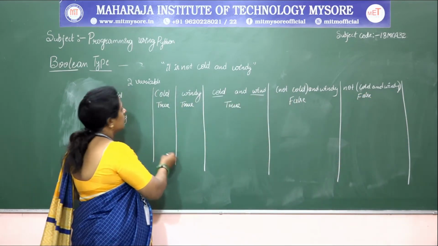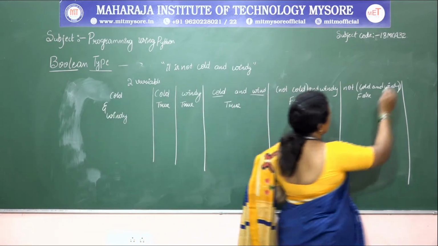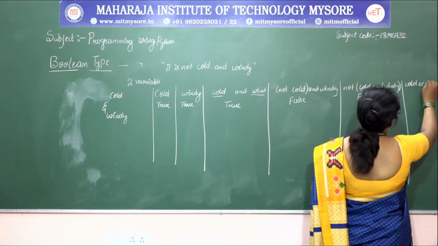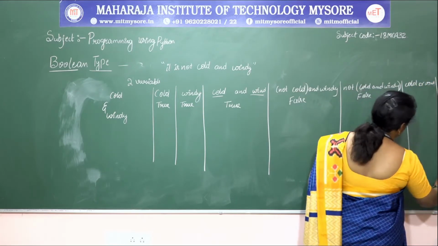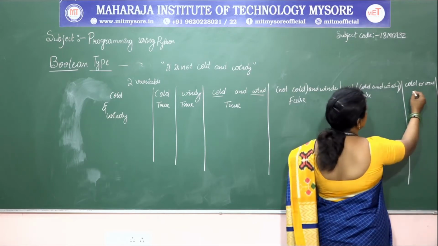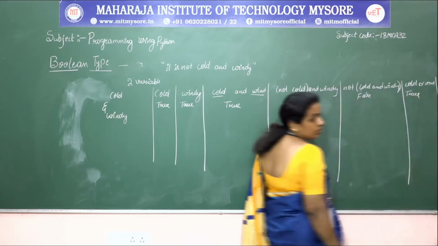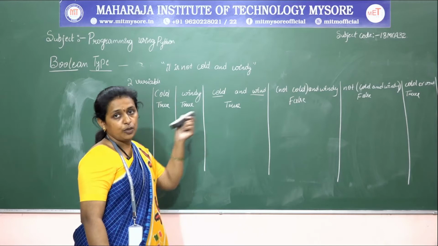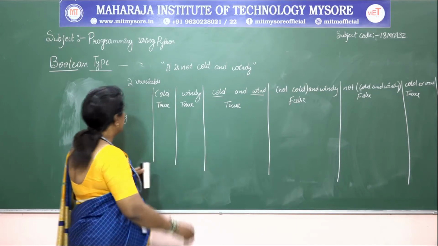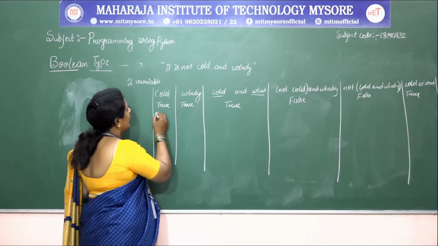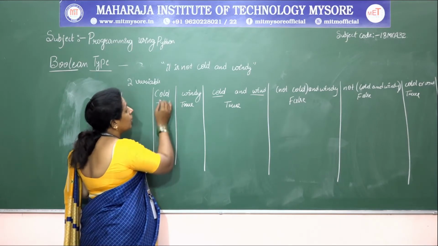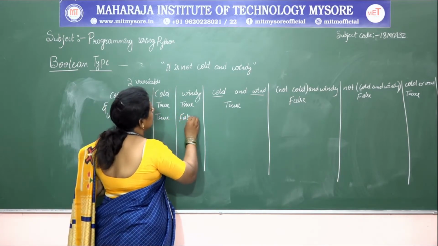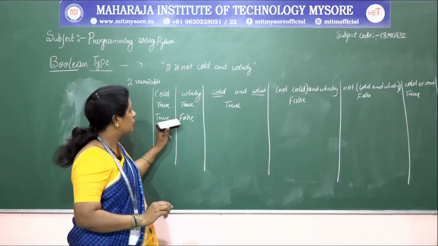Right. One more thing I need to write, that is the OR operation, cold or wind. The OR will give true, because if any one of the operands is true, we get the output as true. Okay, let's take another case with respect to the values of the variables cold and wind. Cold is there, but there is no wind.